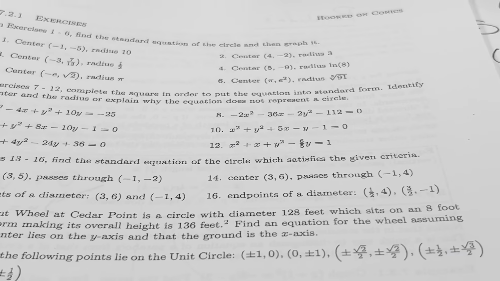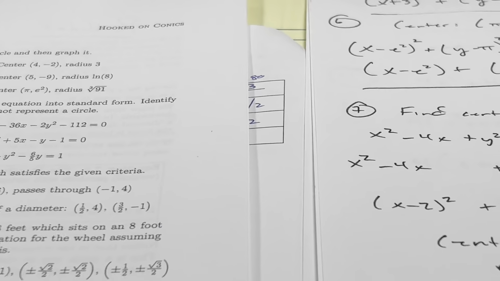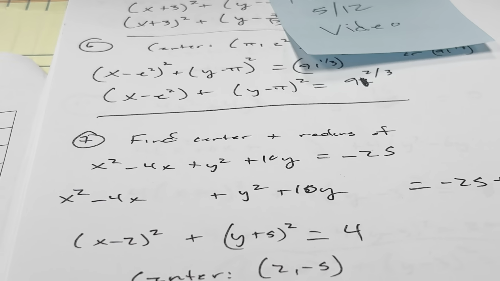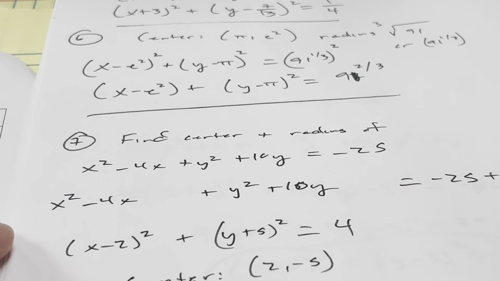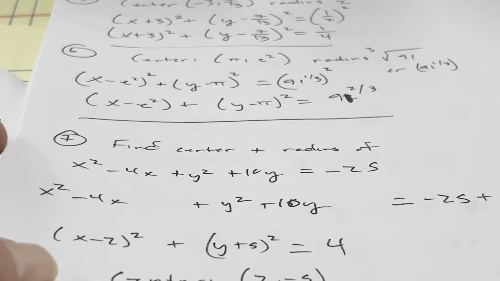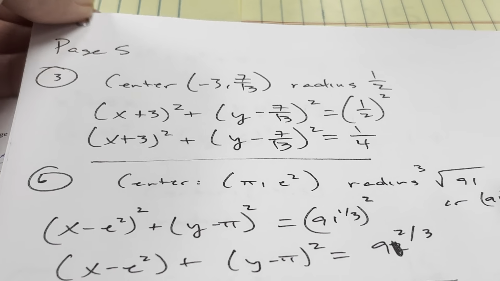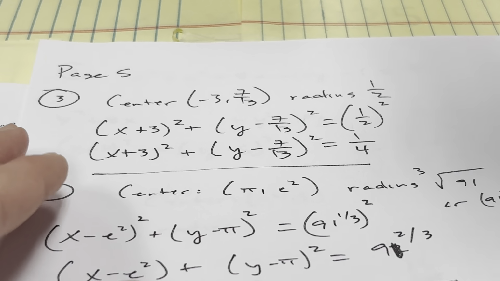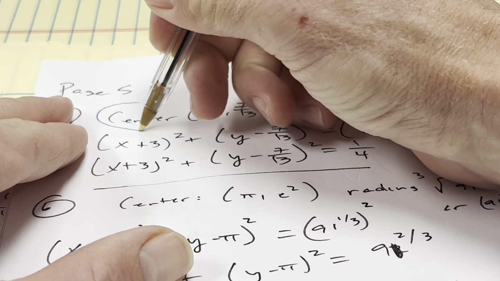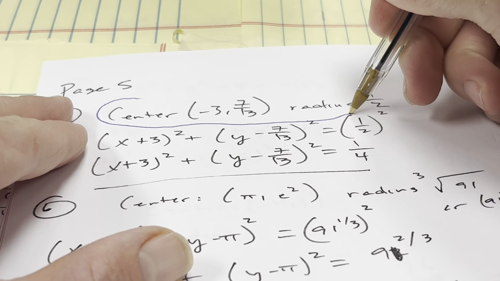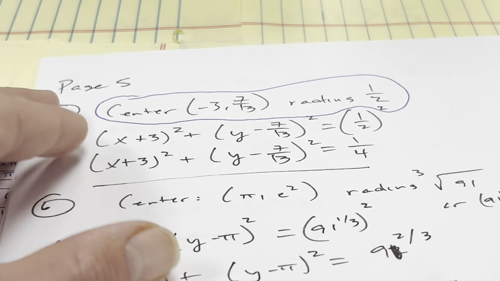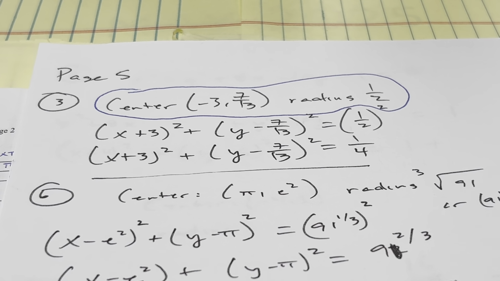All right, so again, you don't have this packet, which is fine, but we have a lot of nice exercises. So that is what we're gonna do here. Page 5 in this. Write this down as an example. We're gonna write this circle with a center of (-3, 7/13) and a radius of 1/2. We're gonna write that in standard form.